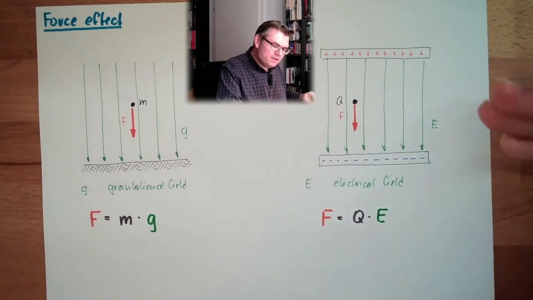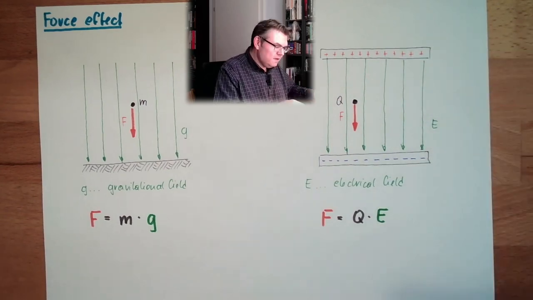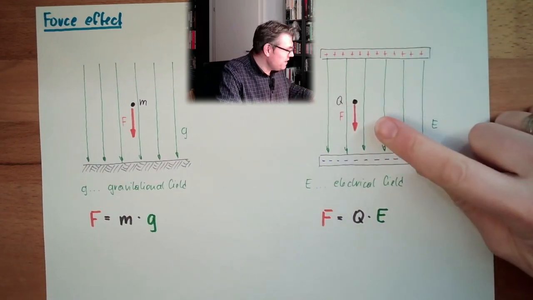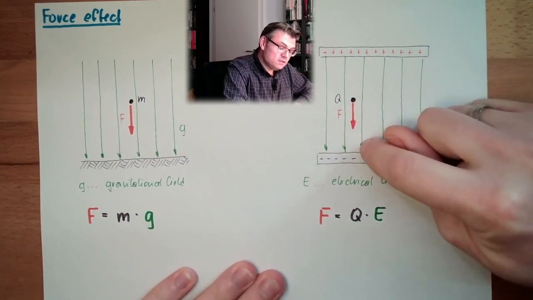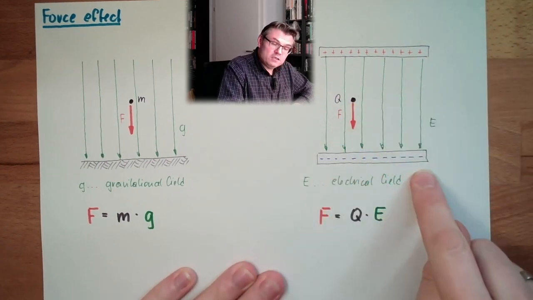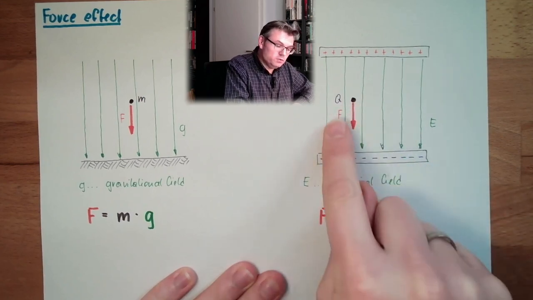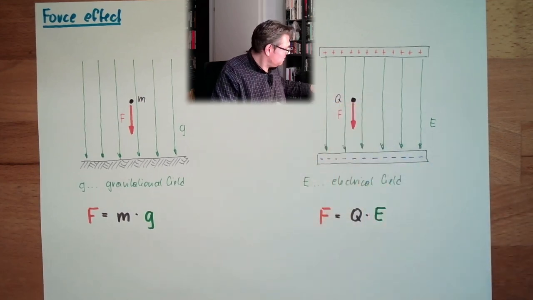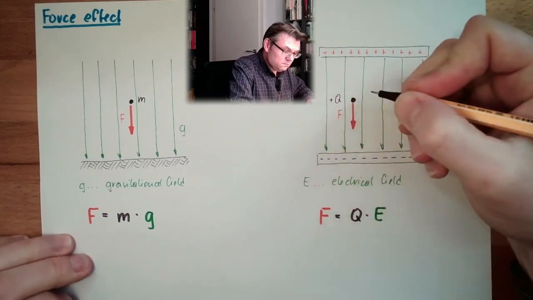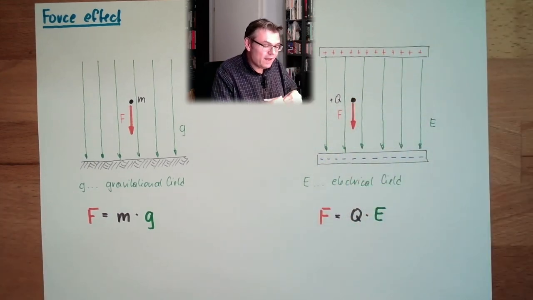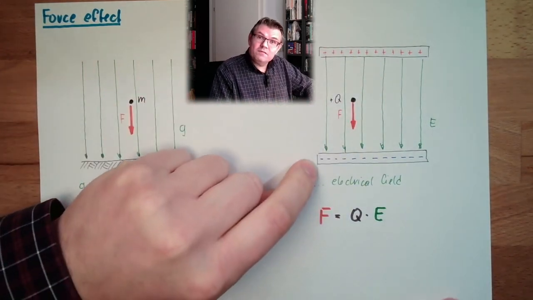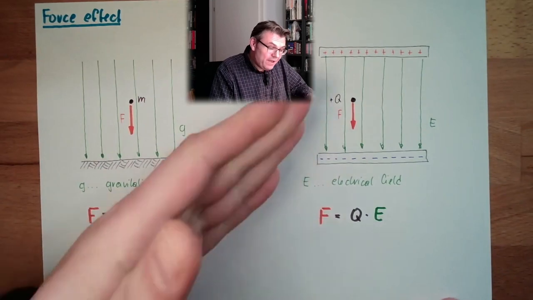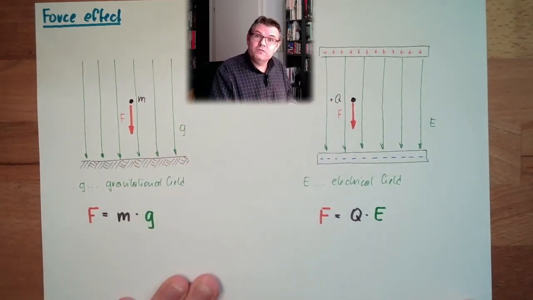Those charges generate this electric field. And this electric field has an effect on the charge. And now look what is happening with our force. The force is facing towards the negative charge because we said this is a positive charge. Q is plus, plus Q. And a positive charge is attracted to negative, so unlike charges are attracted to each other.